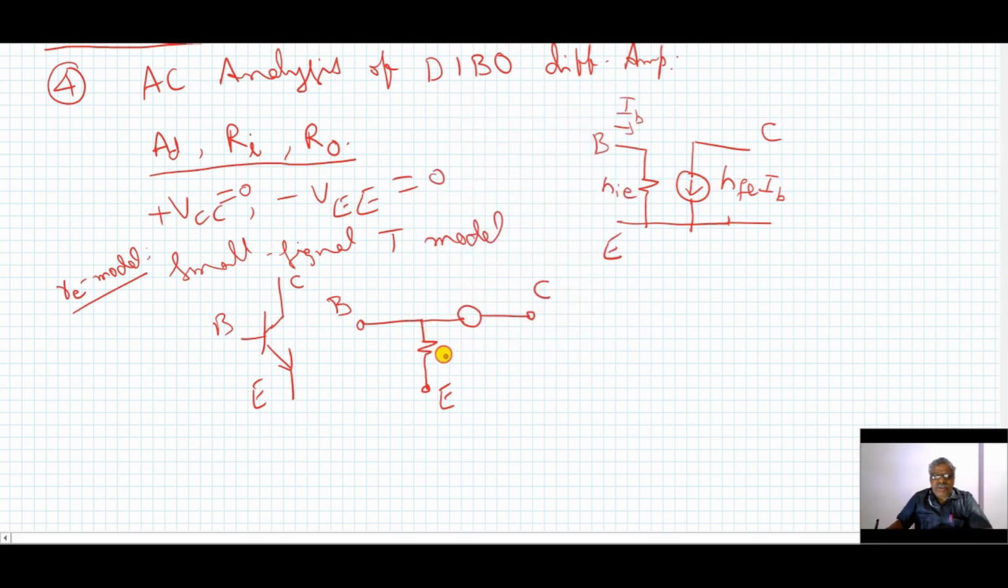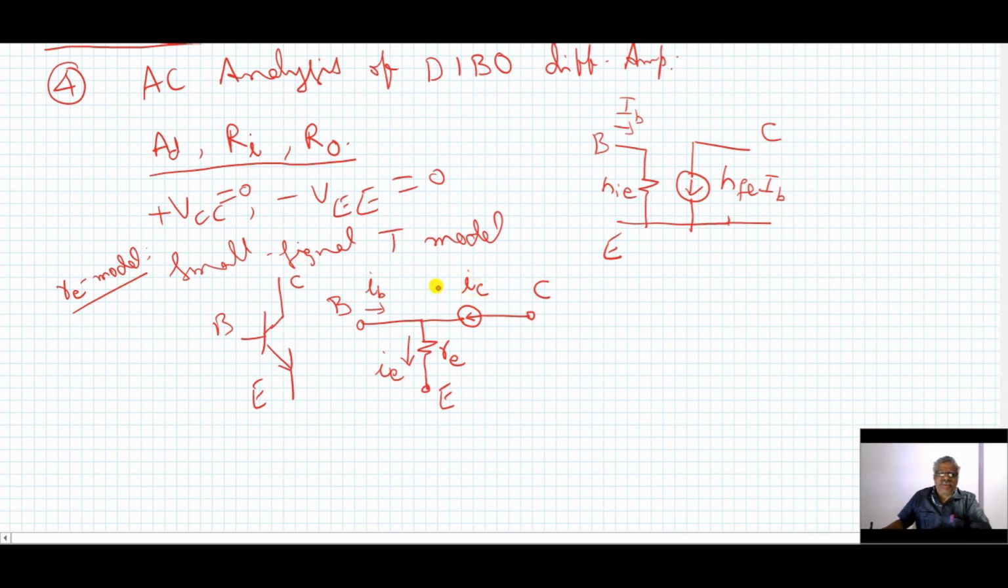This resistance is small re, and this current is IC. So current through this is represented with IC, and current flowing through base is represented with IB, and current flowing through emitter is represented with IE. Okay, these are the three currents.